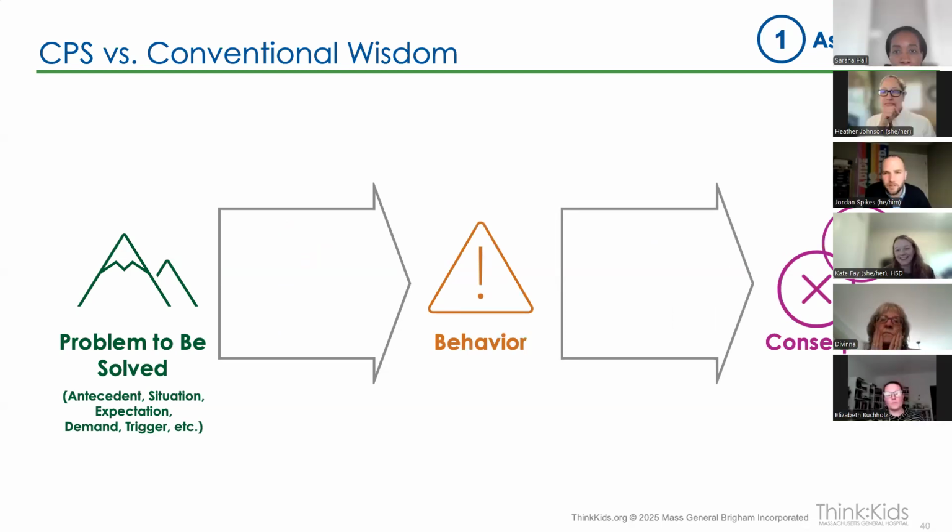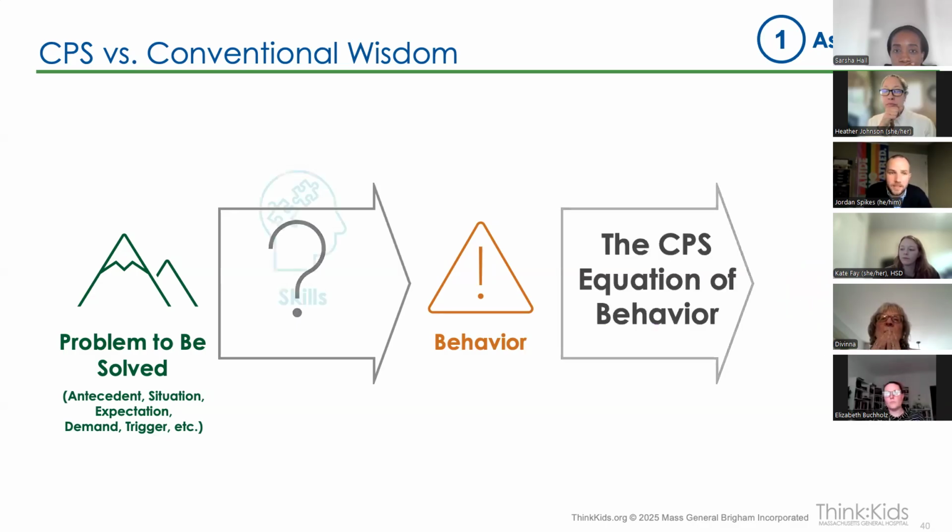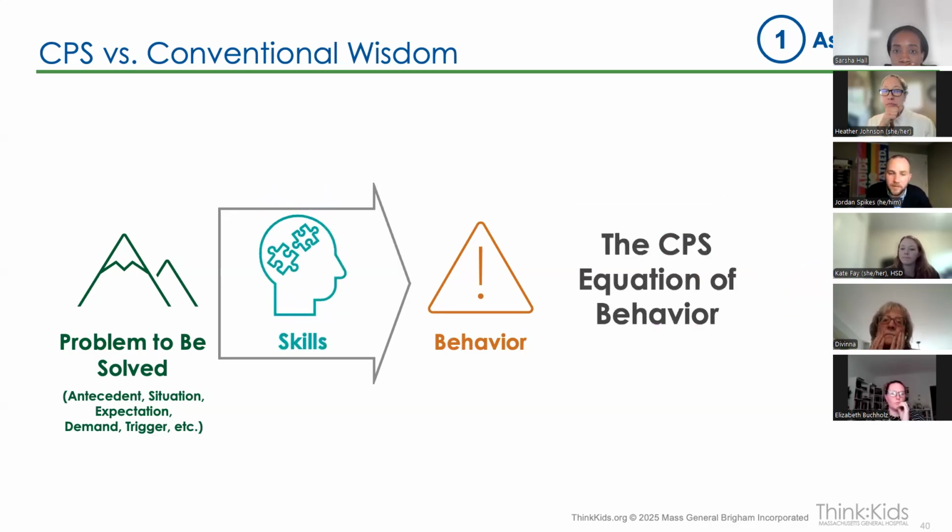There's a situation, there's a behavior, and there's a consequence for that behavior. And when we think about behavior in that way, we feel like, from a CPS land, there's something missing. And what do we think is missing? This component of skills, because we know that there's more to behavior than just what happens after it. That would be just a simple way to go through that section.